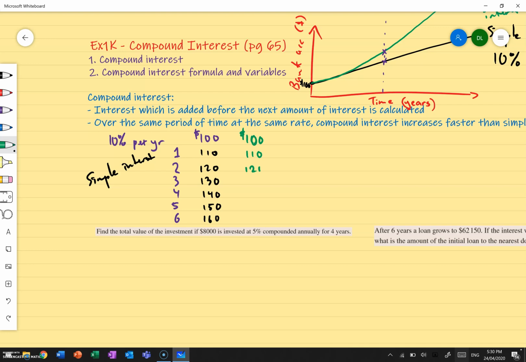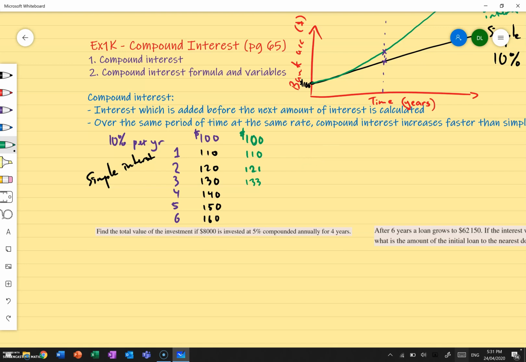Now, you can already see I've got $1 extra. Now I'm going to keep going. What's 10% of 121? Well, it's 12.1, but let's assume 12 for now. Now I add it to my original one before, 121, and that gives me 133. So now I've got $3 more than I did before.